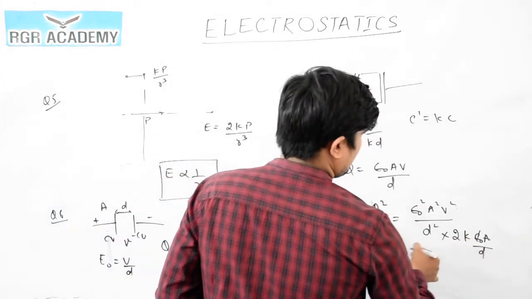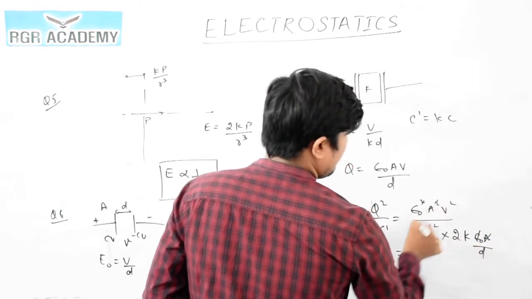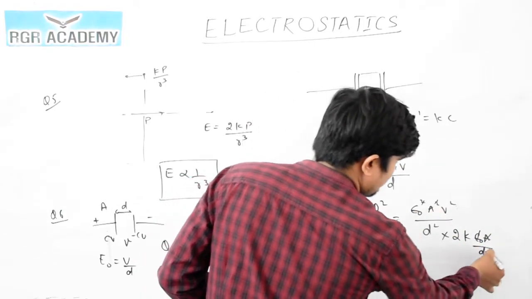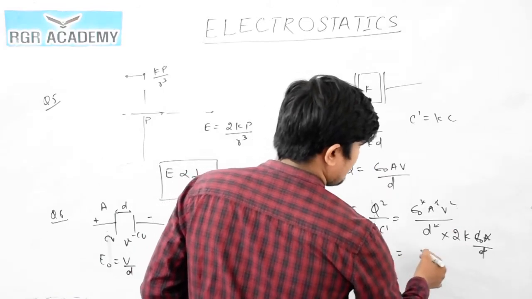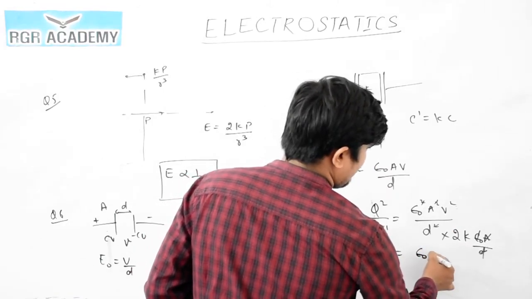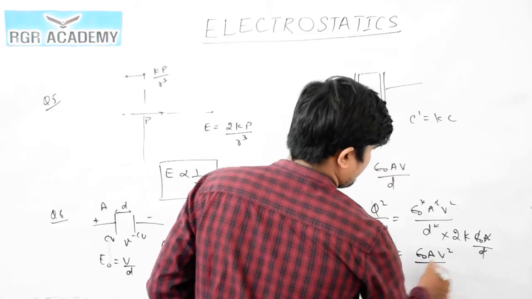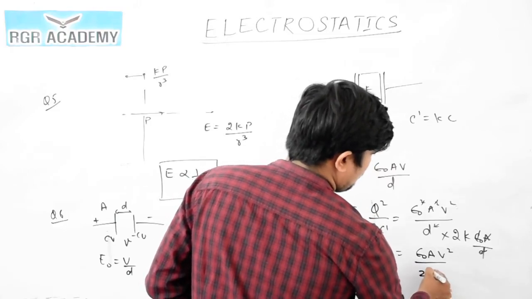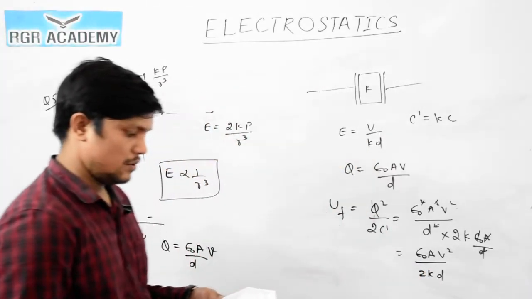From this, epsilon naught will cancel out, A will cancel out, and D will also cancel out. So this will become epsilon naught A into V square divided by 2K into D.